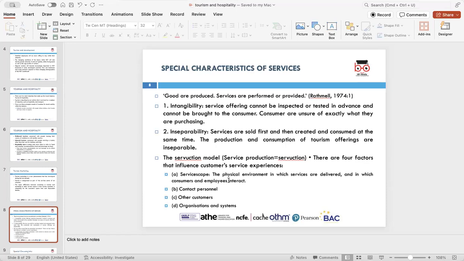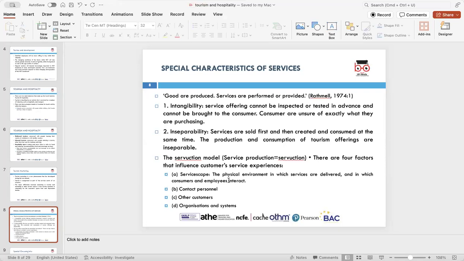The phrase goes: goods are produced, services are performed or provided. This encapsulates a core difference between goods and services, according to Rathmill, 1974. Tourism services have specific characteristics. First, intangibility means that tourism experiences cannot be fully inspected or tested before purchase, creating uncertainty for consumers. Second, inseparability highlights that tourism services are sold, created, and consumed simultaneously, linking the production and consumption experience closely.